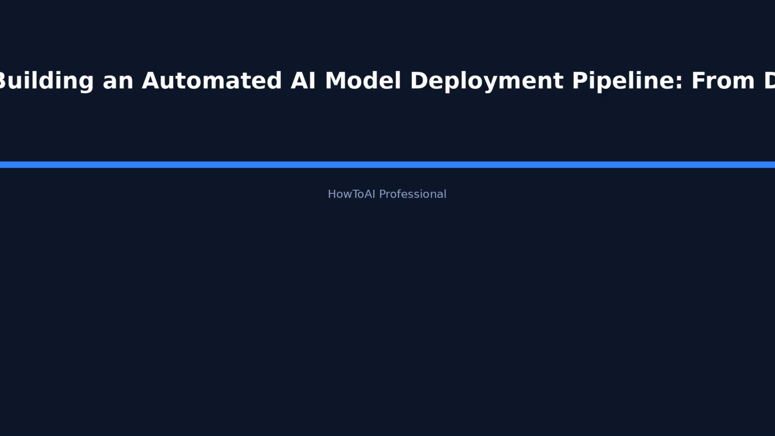Conclusion. Building an automated AI model deployment pipeline is a challenging yet rewarding endeavor. By following these steps, from environment setup and data preparation to model training, API creation, CI/CD integration, and continuous monitoring, you can ensure a smooth transition from development to production. Automation not only saves time but also reduces the chances of human error and allows your team to focus on innovation rather than repetitive tasks.